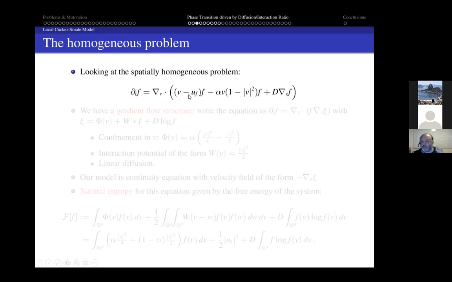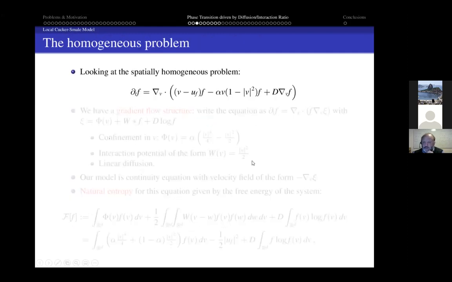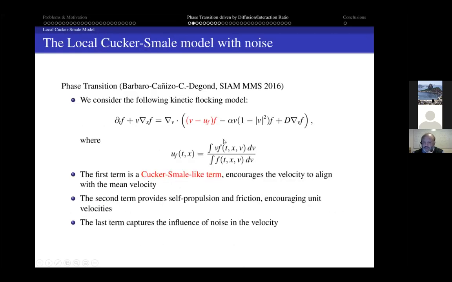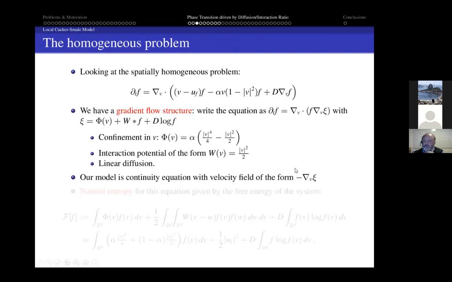Now we have to think about the velocity variable, that is what comes in the original model as the position. It doesn't really matter, we look at it from the mathematical viewpoint. The interaction potential appears here because the U_F is an average, the integral of vF dv divided by the integral of F dv. When you assume that there is no x dependence, this becomes a constant because this equation conserves mass. So in fact, U_F is just the mean of the distribution F.